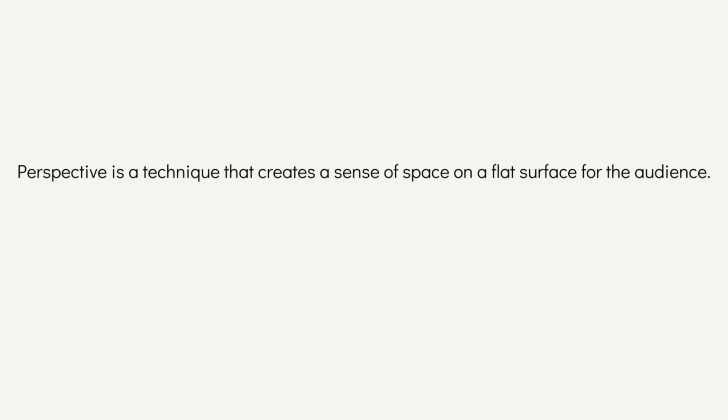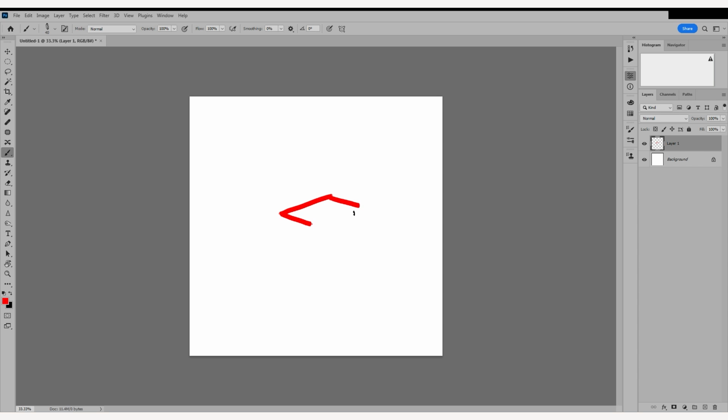Perspective is a technique that creates a sense of space on a flat surface for the audience. It is an illusion. When we need to express an object with a regular shape, such as a box, we need to follow the rules of real perspective. Because if it deviates even a little, the sense of space disappears.